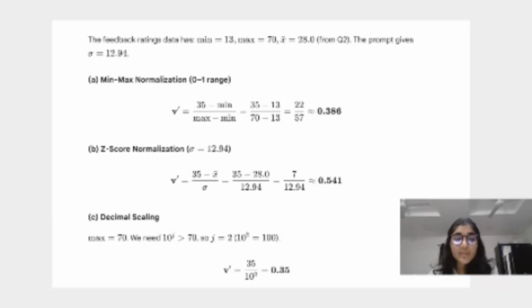So the A part is min-max normalization. We will calculate it. So V' becomes approximately equal to 0.386, and the B part is z-score normalization in which sigma is equal to 12.94. So V' becomes 0.541. Then decimal scaling becomes V' = 0.35.